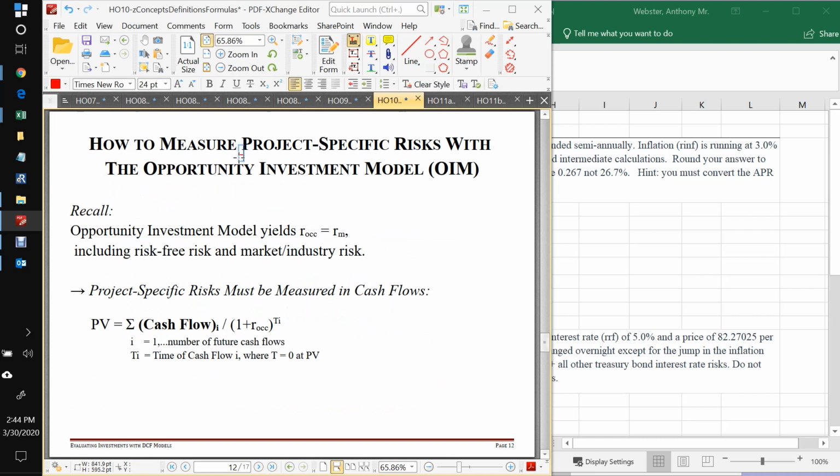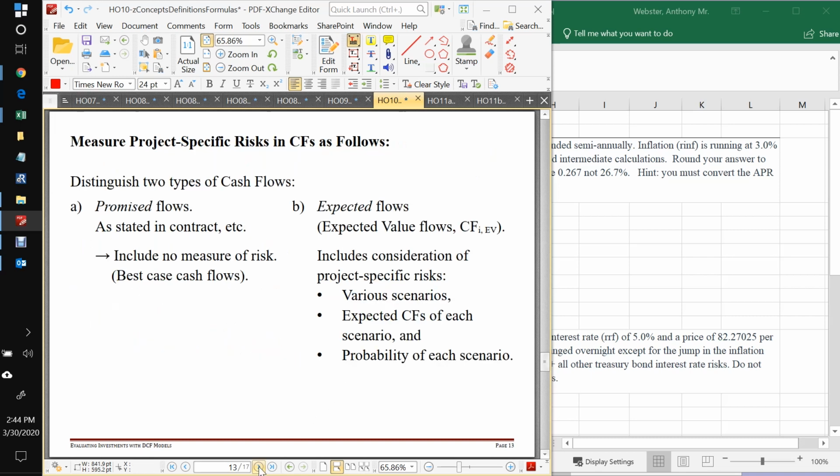Now, the opportunity investment model has given us how to find the opportunity cost of capital. We also want to know how to measure our project-specific risks, and those, of course, are going to be in our cash flows. So here's a good method for doing that that works with, and really is part of, our opportunity investment model. You want to distinguish between two types of flows. Our promised cash flows are what's stated in the contract, and they don't include any risk because these are the best case. What's in the contract is what we're going to get if nothing goes wrong.